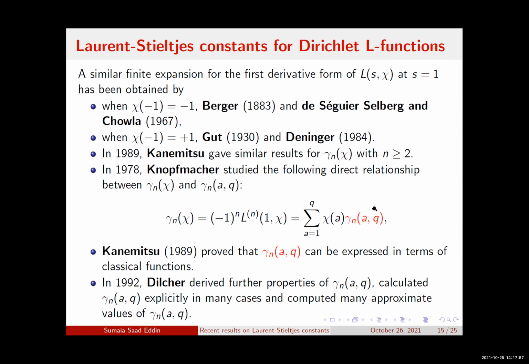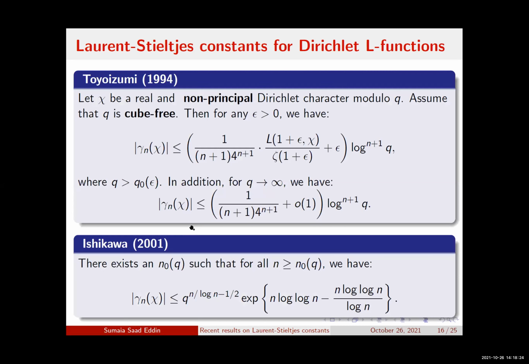But as I mentioned at the beginning, this is one of the most important results or relations. And we can notice that many authors used this formula to study gamma n chi and to get information about gamma n chi. So in this direction of research, I found two upper bounds for the n-th derivative of the L function. We don't have a lot of upper bounds, so I found two results.